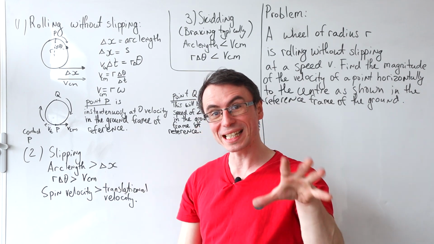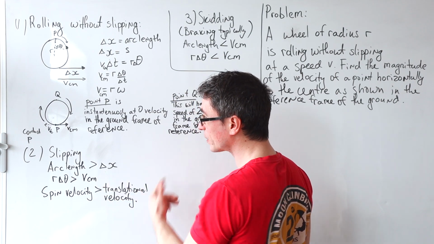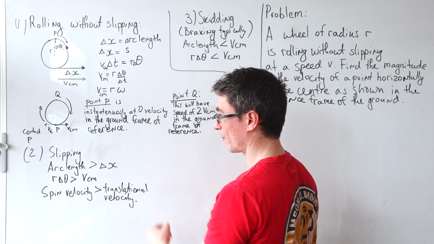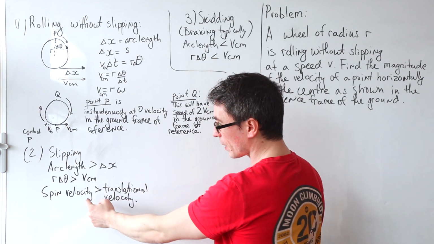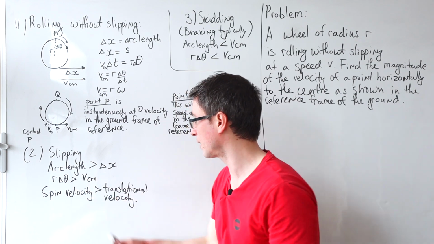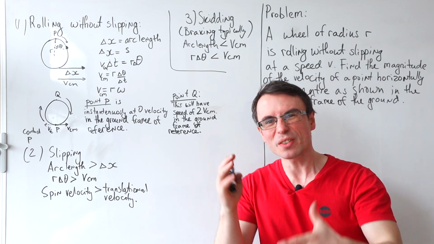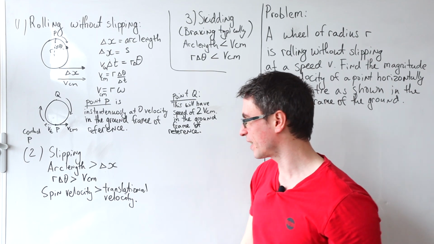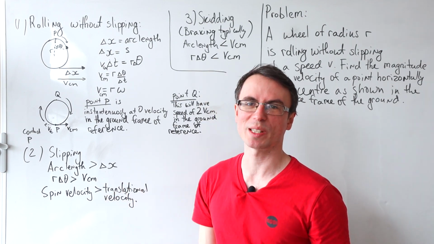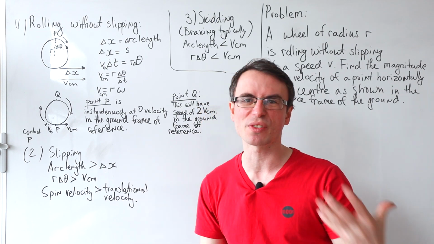The condition for slipping is that the arc length is greater than delta x, where delta x is the horizontal distance traveled by the center of mass. Because of that, we can also say that r delta theta has to be greater than the center of mass velocity. In other words, you can think about it as the spin tangential velocity being greater than the translational velocity. Questions in Olympiads tend to ask us about conditions for this to happen.